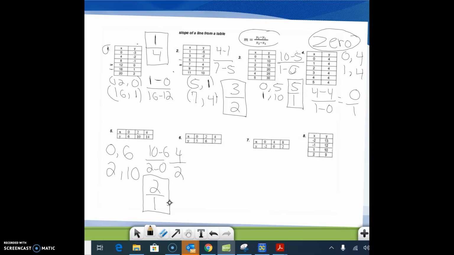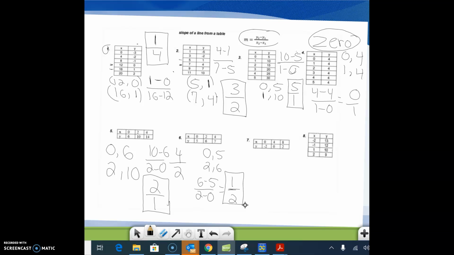All right, we're almost done here. Next couple here. So 0, 5 is my first point. 2, 6 is my second point. All right. Then we're going to do 6 minus 5 over 2 minus 0. All right, 6 minus 5, 1. 2 minus 0 is 2. And we got a half. You guys catching on? Not too hard, is it?